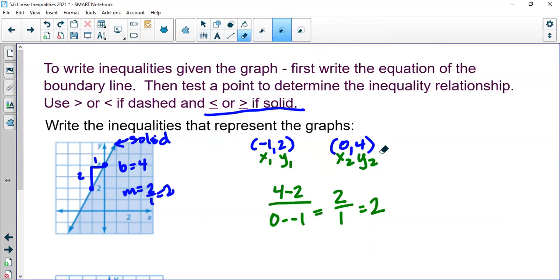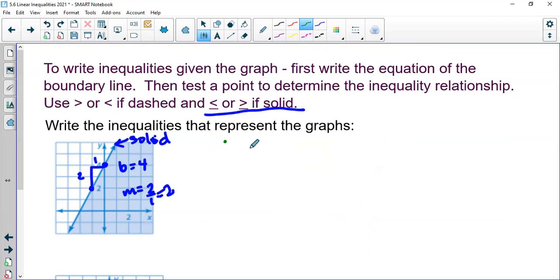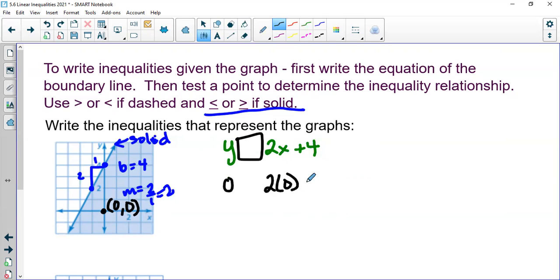Regardless of the method you choose to use, we have a slope of 2. So y equals 2x plus 4 is the equation of this boundary line. Now, I don't want an equals there. I want some kind of inequality. So we're going to determine what inequality will go there because we know a point that makes it true. So I'm going to use 0, 0, and I'm going to substitute this in to this relationship. So y is 0, x is 0. And I want to know what inequality has to go here.